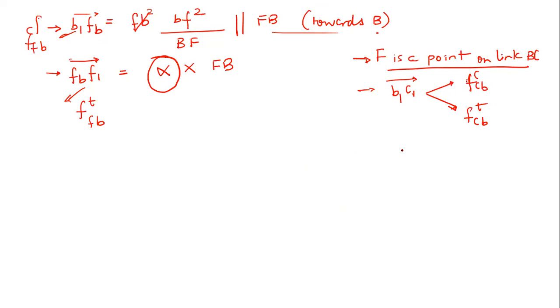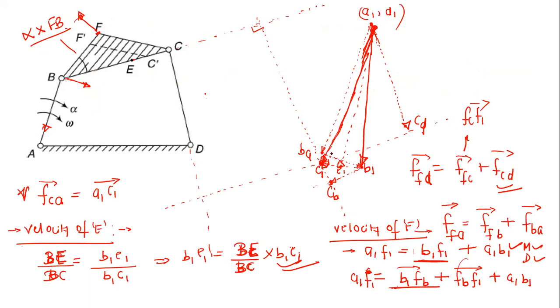We know that FCB tangential is going to be alpha multiplied by CB. You can call this alpha CB just to avoid confusion, so alpha CB multiplied by CB. Now what is this tangential component? If you go to the acceleration diagram, this is my B1C1 here. Which one is the tangential component?